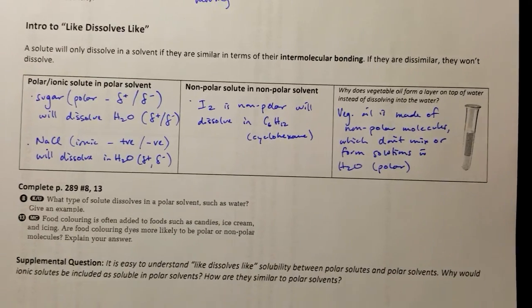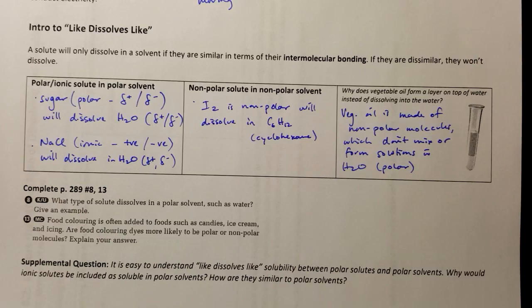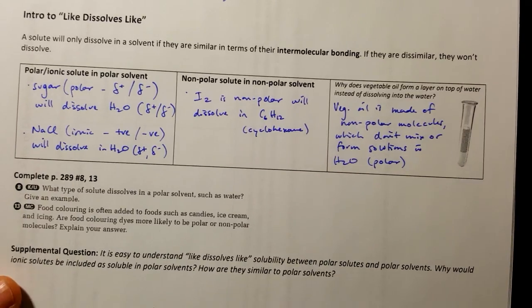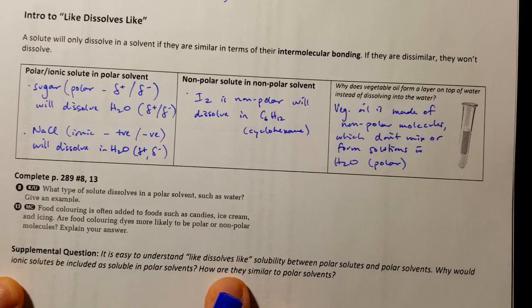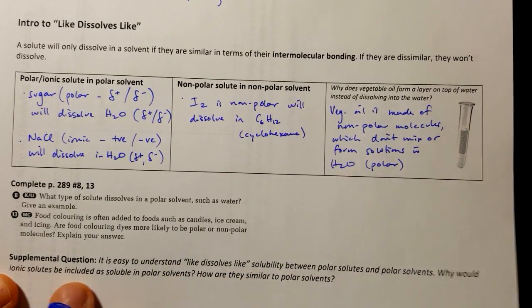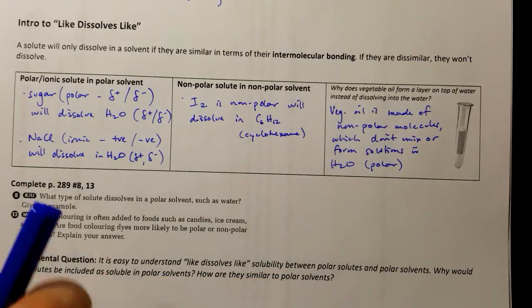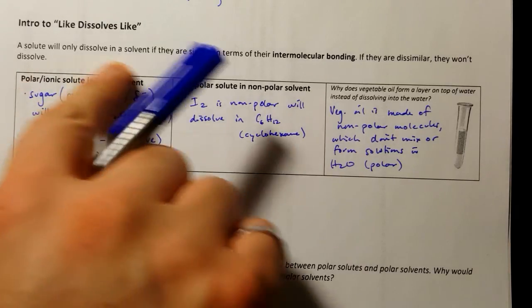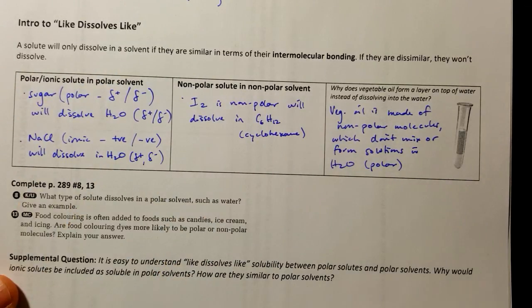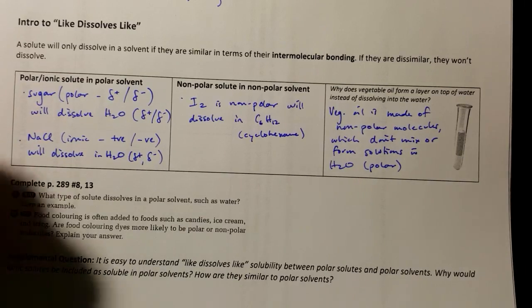A couple of questions here as well. Some really good thinking questions that will help you make connections. And a supplemental question as well, easy to understand, like dissolves like, solubility between polar solvents and polar solutes. Why would ionic solids be included as soluble in polar solvents? And how are they similar to polar solvents? Well, if you go back in the video, we slightly talked about that over here. So maybe rewind about 2 or 3 minutes, and when we talked about this, that helps answer that supplemental question.